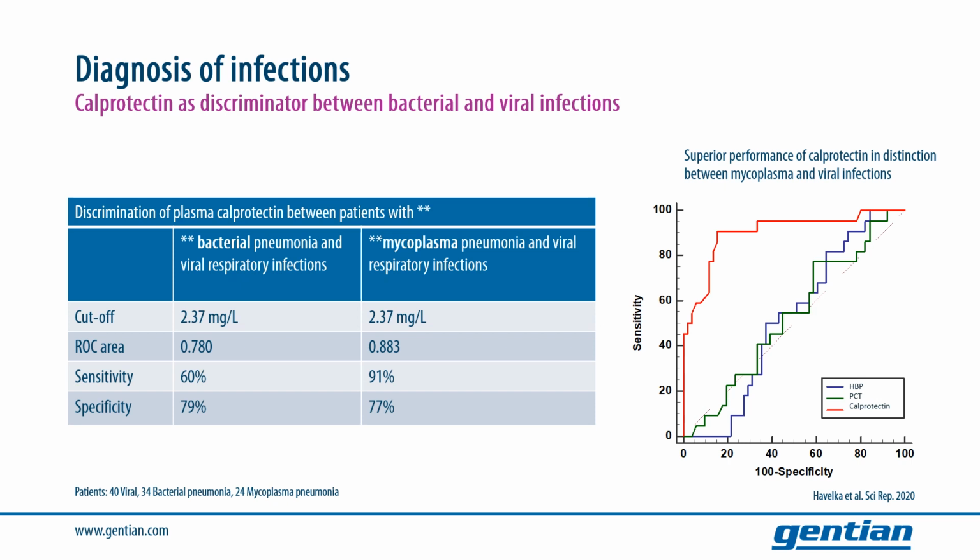Interestingly, in this study, it was also reported that calprotectin is increased in mycoplasma infections, in contrast to PCT and CRP, as you see in the ROC curves to the right. Calprotectin can therefore be used to differentiate between mycoplasma and viral infections as well, a diagnosis which is normally very hard and based on longer follow-up. So increased calprotectin could give an early indication to progress in the diagnostics of mycoplasma infection by X-ray or CT.